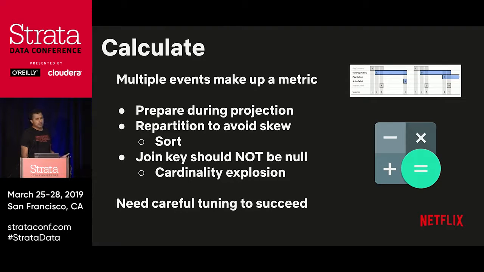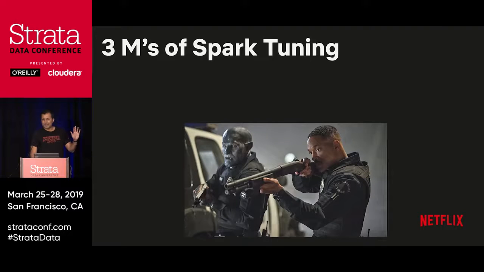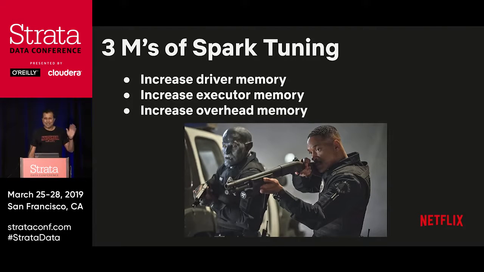So all of this takes a lot of tuning to succeed. And I'm going to share a little bit about what kind of tuning we've done and the things that stand out for us. So who knows about the 3 M's of Spark tuning? Anyone? No one? I call this the shotgun approach. It's basically memory, memory, and more memory, right? Everyone's done this. I've done this. When your Spark job fails, increase memory, retry, right? Everyone does this at some point.